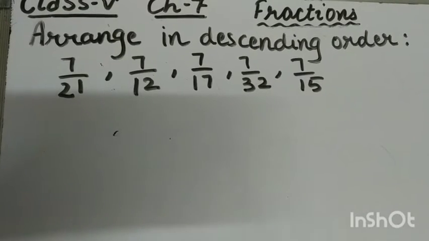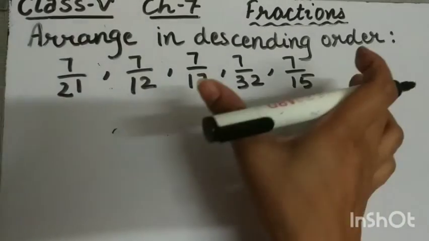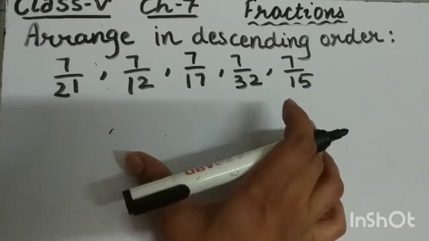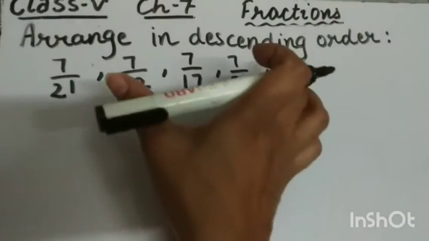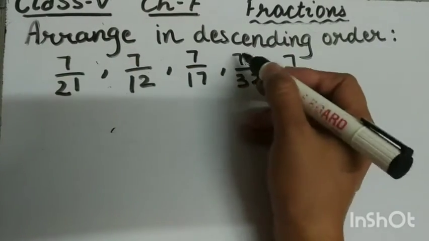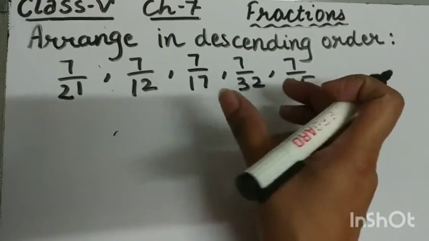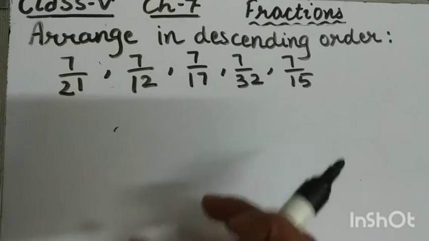Okay, let's understand with some examples. See, first question is arrange in descending order. We have to arrange these fractions in descending order, means greater to smaller. See, here the numerators are same. That means the fraction whose denominator is greater is actually the smaller fraction, and whose denominator is smaller is the greater fraction.